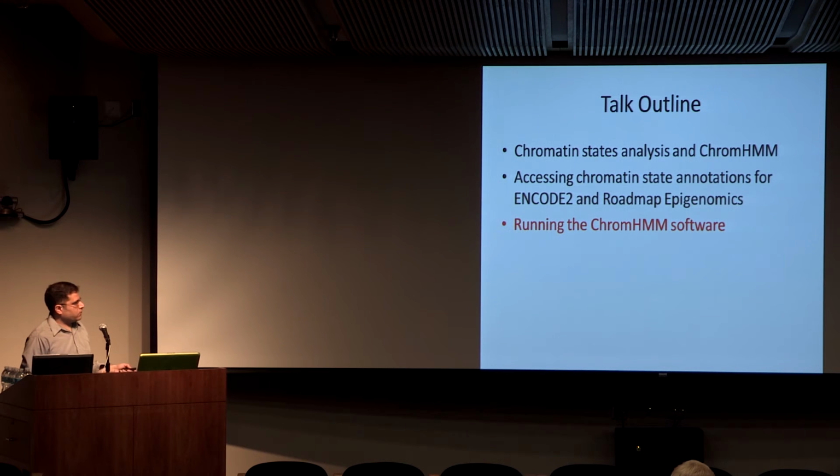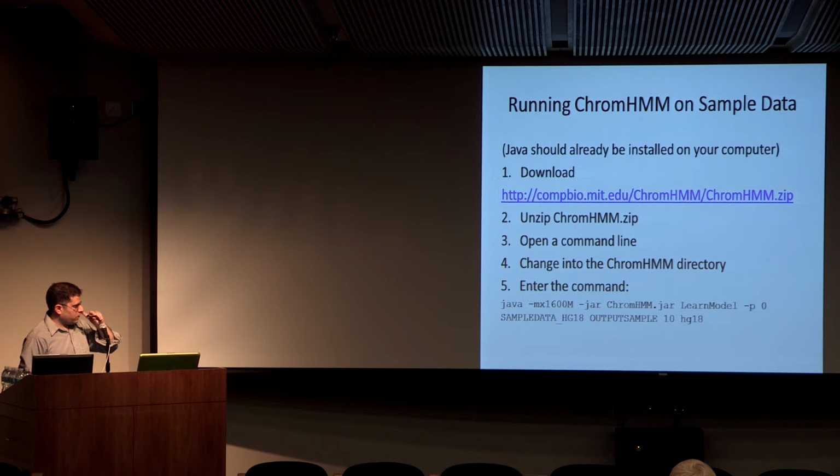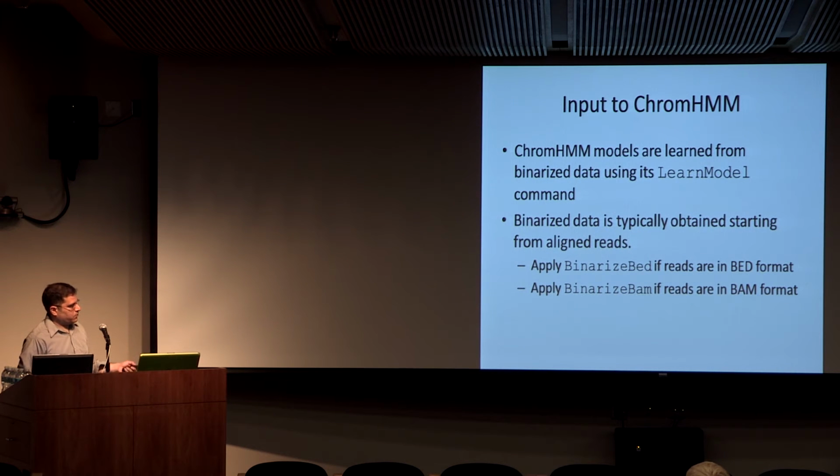Now, briefly, to talk about how you could go about running ChromHMM yourself. You go to the ChromHMM website, you can download the software, and there's also a manual which gives you all the details. This is just a very quick way to run it on the sample data. You've downloaded it, you've unzipped it, assuming you have Java installed. Just open a command line, go into the ChromHMM directory, and then you can type in this command, which specifies where the input data is, the output data, the number of states, and the assembly, and this controls the number of processors you're running. And then it'll output a model after a few minutes on the sample data.